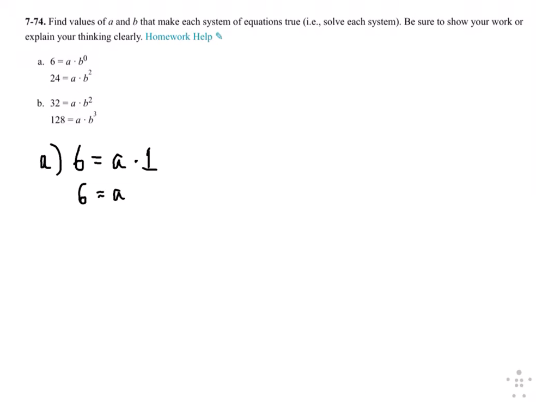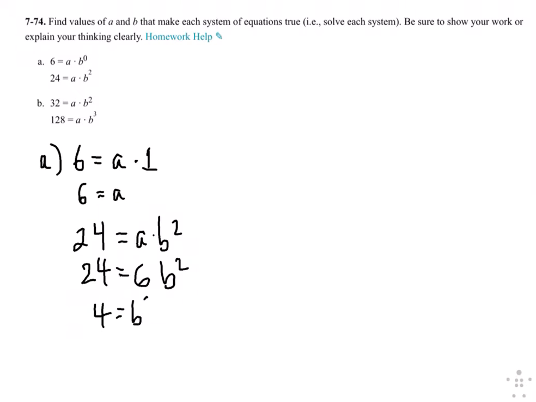Now the second equation is 24 equals A times B squared. We know A is 6, so I have 24 equals 6B squared. Divide by 6, I get 4 equals B squared. And if I take the square root, B comes out to be 2. Or negative 2, right? Because it could be either.